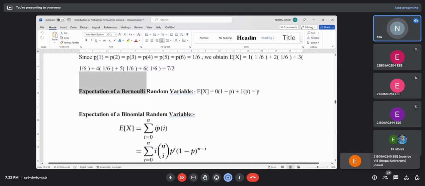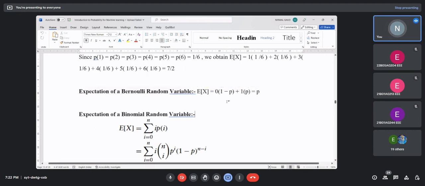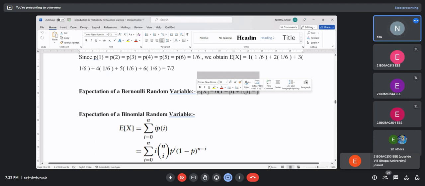Now, what is the expectation for a Bernoulli random variable? In Bernoulli, you have seen that either I am going to have a success or a failure. For success I have defined the value 1 and its probability is p. For failure, the probability is 1 minus p, and I have assigned the value 0 for it. So I multiplied 0 with 1 minus p, plus for success the value is 1 and the probability is p, so I multiplied 1 by p. Overall the result is p. This is the expectation for the Bernoulli random variable.